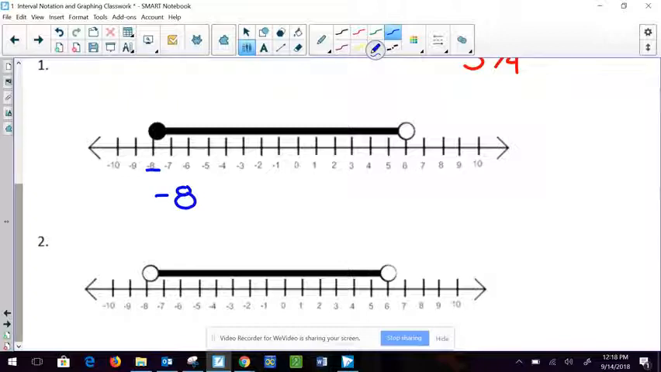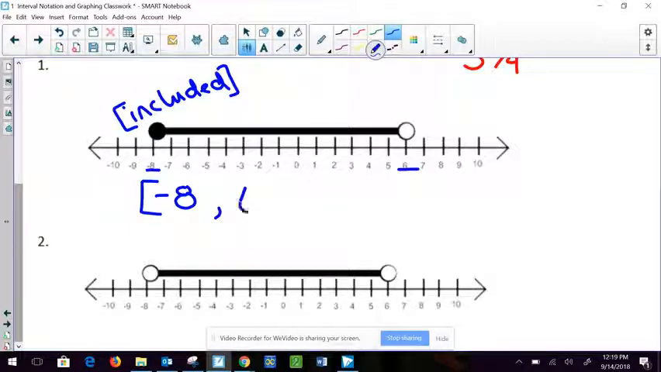Because this is a solid circle and it means that the number is included, we're going to use a bracket. So I'm going to put a bracket before that -8. Then we put a comma. Now we go all the way to where it ends, right here at the 6. Because this has an open circle, that means it is not included. So not included, we said above, gets a parenthesis. That is your interval notation, meaning that this graph shows all the values from -8 to 6, including -8. Let's look at number 2.